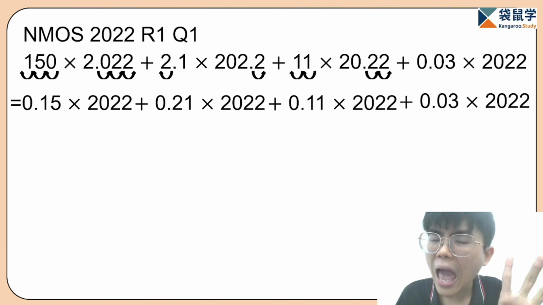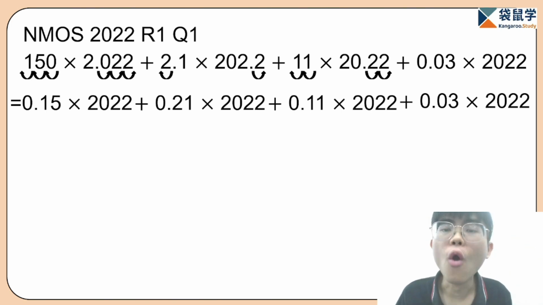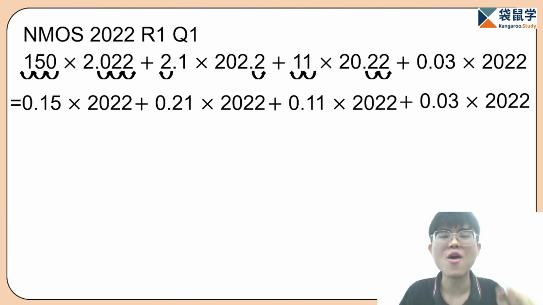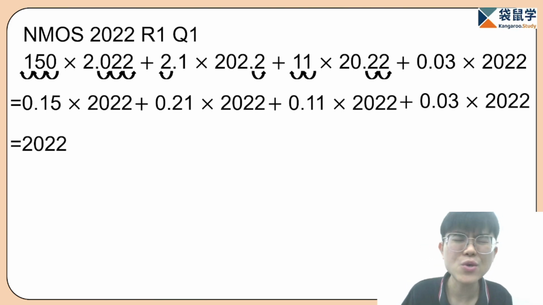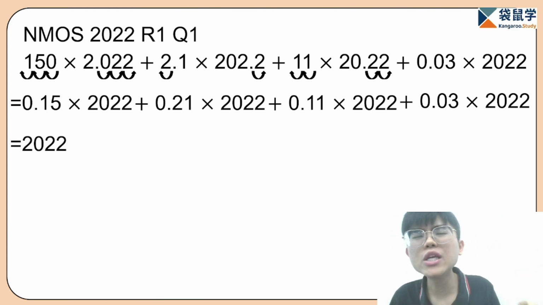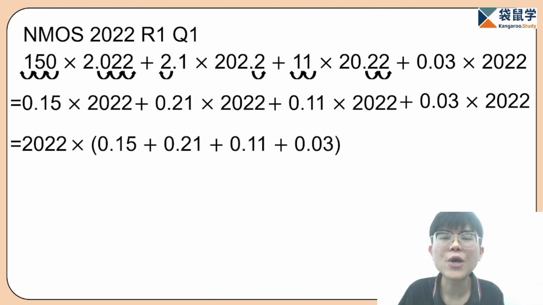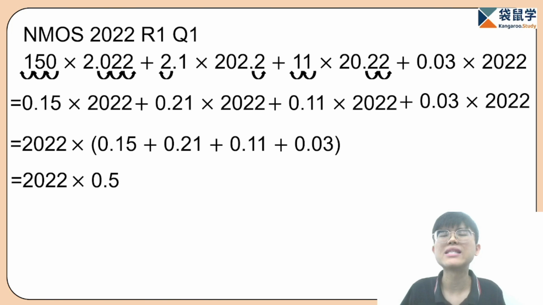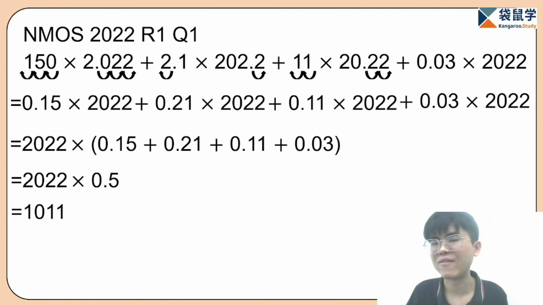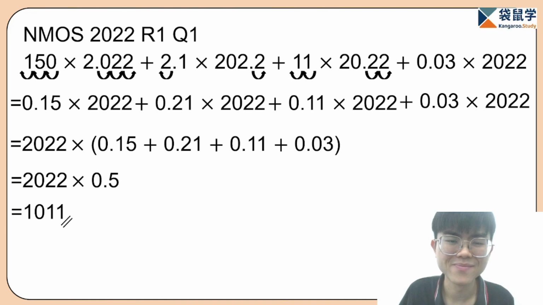So now guys, have you noticed something? We have now found our common factor here. We just have to extract our common factor, which is 2022. Then we just multiply it with the sum of the other numbers. It will be equal to 2022 times 0.5, which is equal to 1011. And this is our final answer, right?